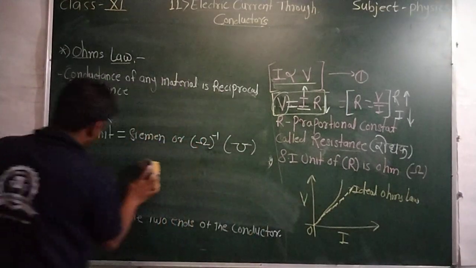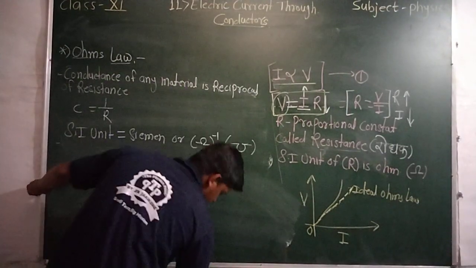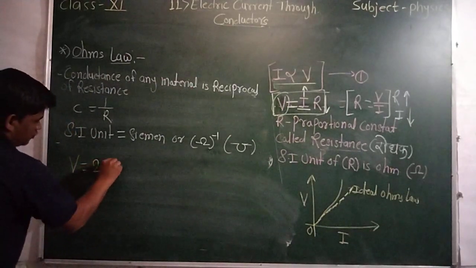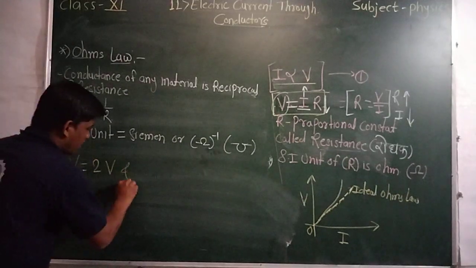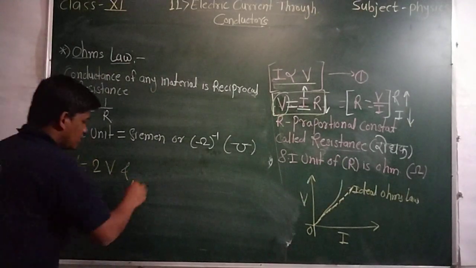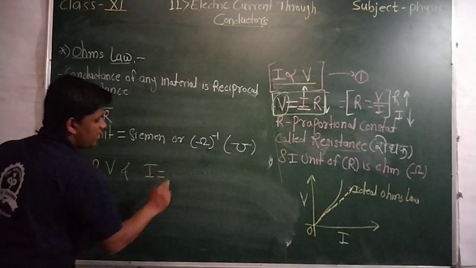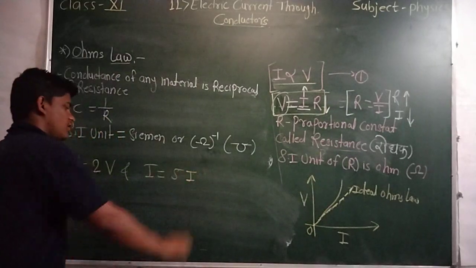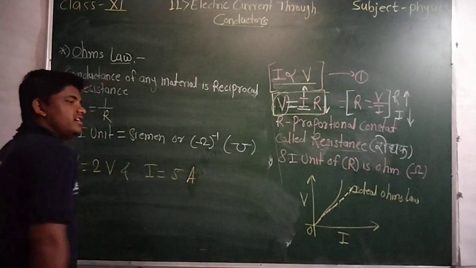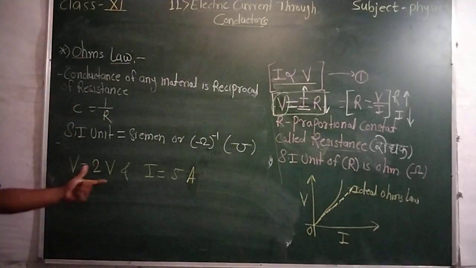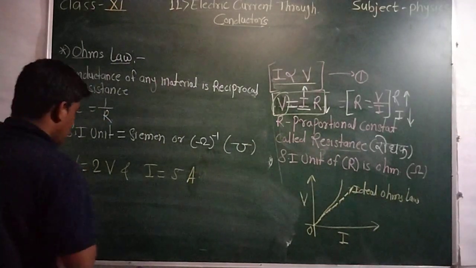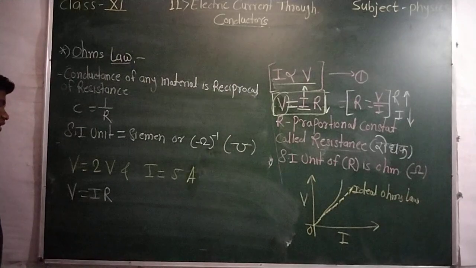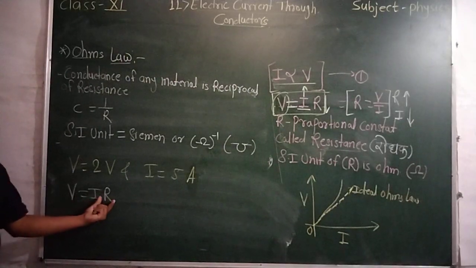Consider a flashlight. The potential difference V across the flashlight is 2 volt, and the current flowing through it, I, is 5 ampere. Find the resistance. We use Ohm's law, V is equal to I into R. We know V and I, but we have to find R.